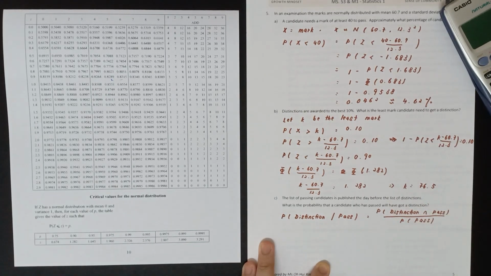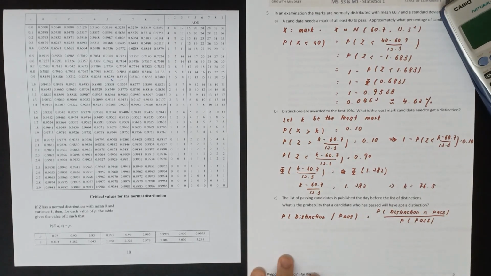So every time you want to do this, you need to ask yourself this question. When you want to find the intersection, the first idea that comes to your mind will surely be multiply. You will use the probability for distinction to multiply the probability for passing. The question you must ask yourself before you do multiplication is whether it's independent or not. The idea of whether it's independent or not is whether you getting a distinction is going to affect whether you pass or not. Or whether you pass or not is going to affect the probability for you to get a distinction.